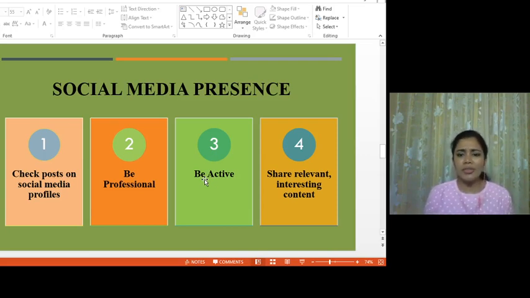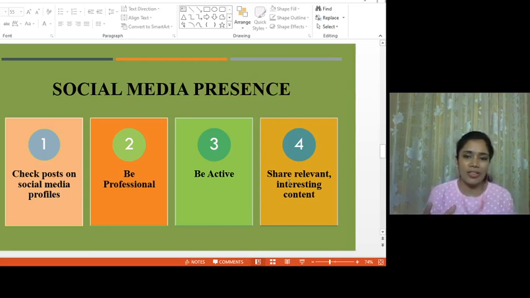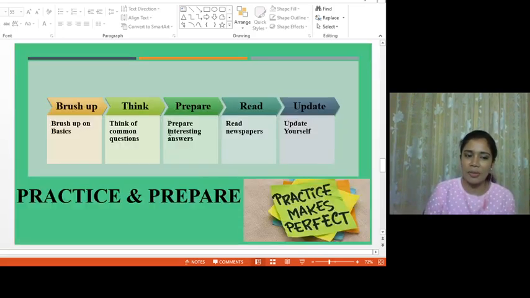So there's nothing wrong in being active in the social media, but you should be active in such a way that you are sharing relevant content, interesting content, and professional content. Okay, and it should be something related to your academics, or related to your likes, your passion, your hobbies, your aspirations. It can be anything. It need not be just academics. Okay, it can be anything, but it shouldn't be unprofessional. That's all. So beware of your social media presence.